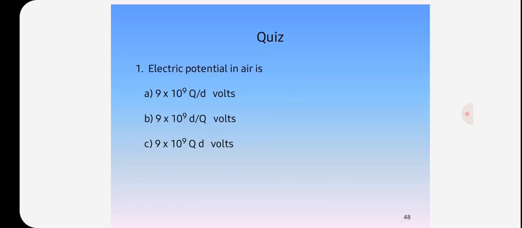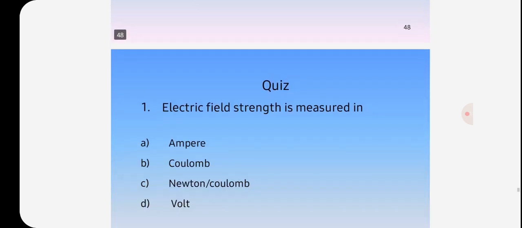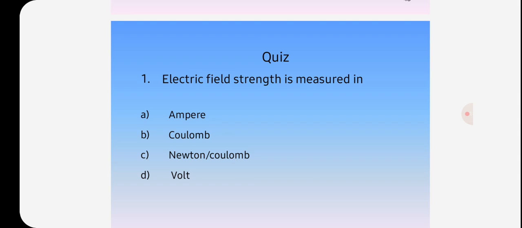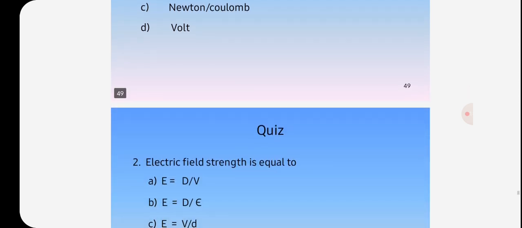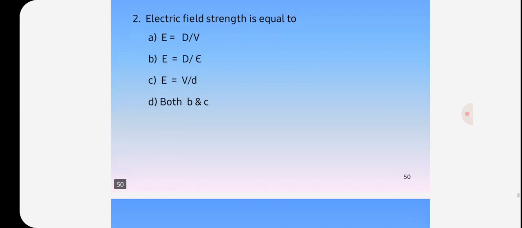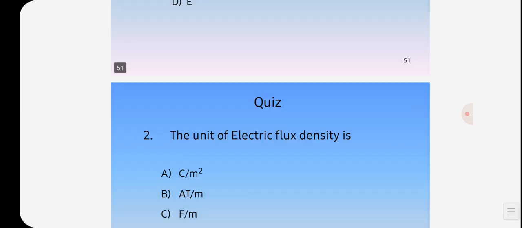So we have a few quiz questions. Electric potential in air is 9 into 10 to the power 9 Q by D volts. Electric field strength is measured in Newton per coulomb. So these are the few quiz questions.